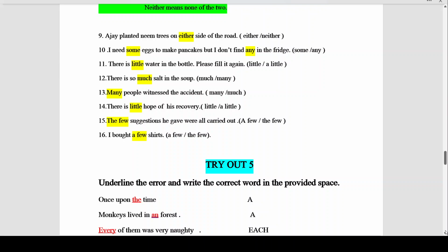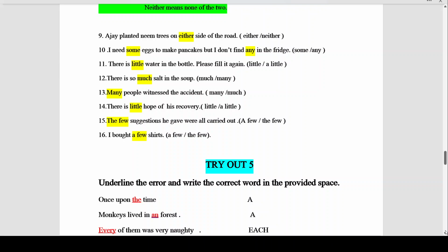Number 14. There is little hope of his recovery. That means I cannot give you a specific answer saying what kind of hope there is for his recovery. There is a little, no. There is little hope of his recovery.